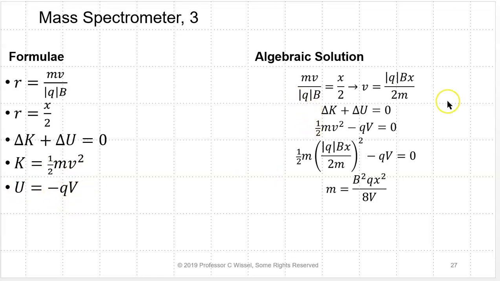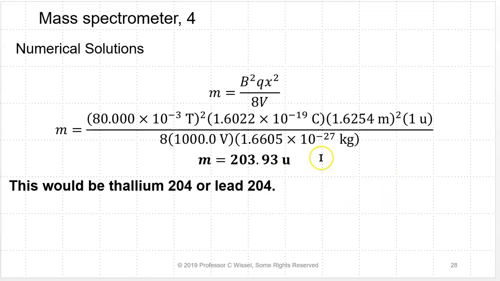So now we can start playing with the algebra. mv over qB equals x over 2. We can solve that for v. v equals qBx over 2m. And 1/2 mv squared minus qV equals 0. And we can plug and chug until we find that m equals B squared q x squared over 8V. Now we can plug numbers in.